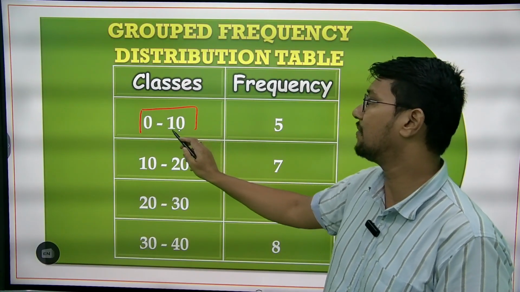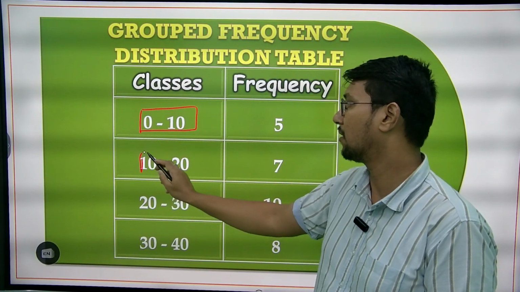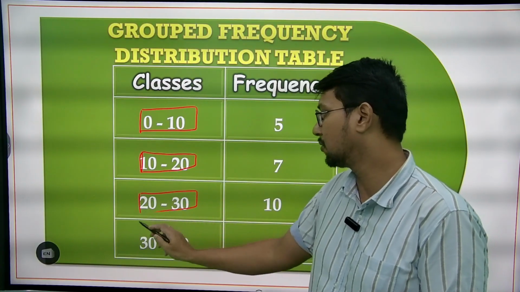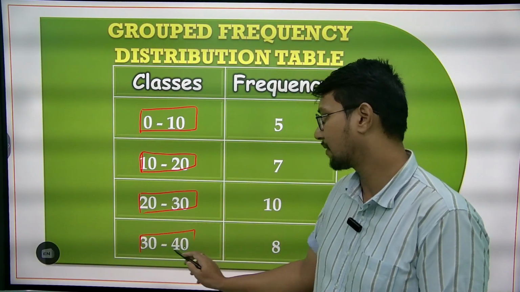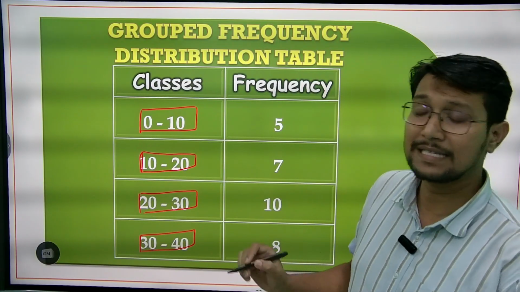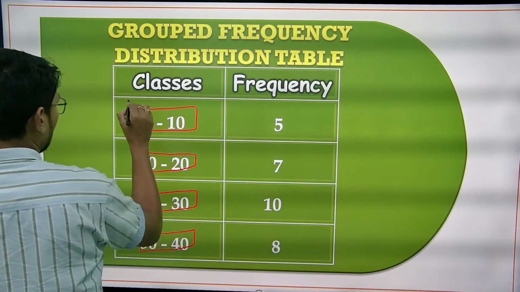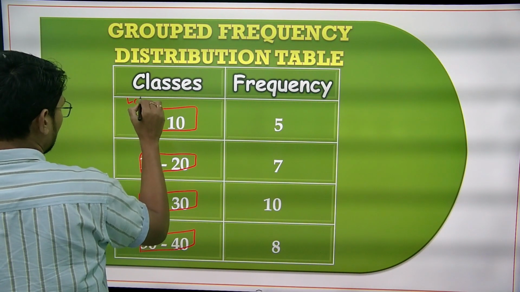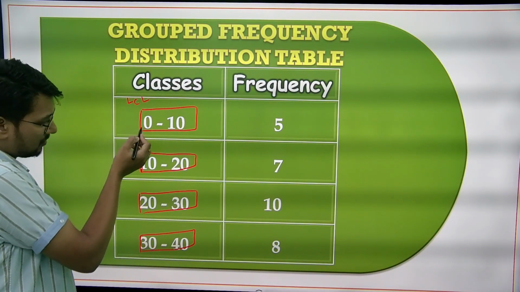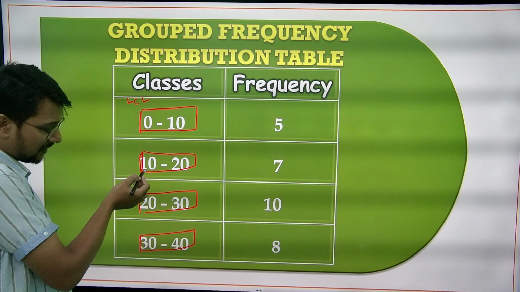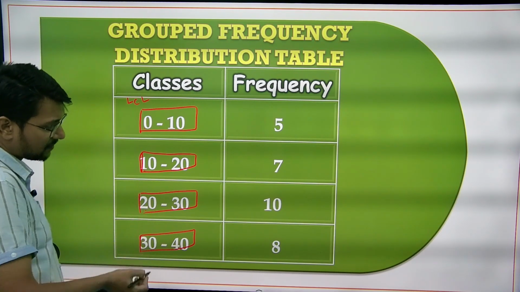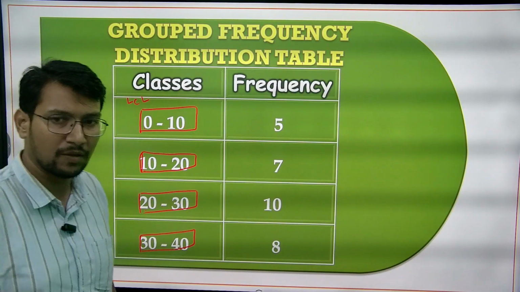Every class is having two numerical values. Check karo. Every class is having two numerical values. Yes or no? And the first value is known as lower class limit. Means in first class lower class limit, LCL, क्या है 0, सेकेंड क्लास में लोअर क्लास लिमिट क्या है 10, थर्ड क्लास में 20, फोर्थ क्लास में 30. Got it everyone? Yes or no?